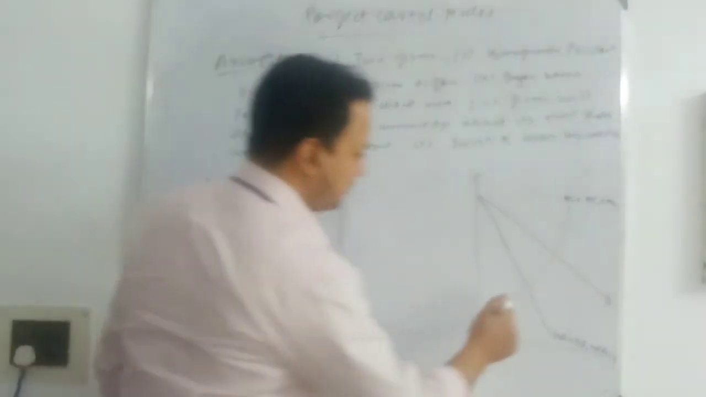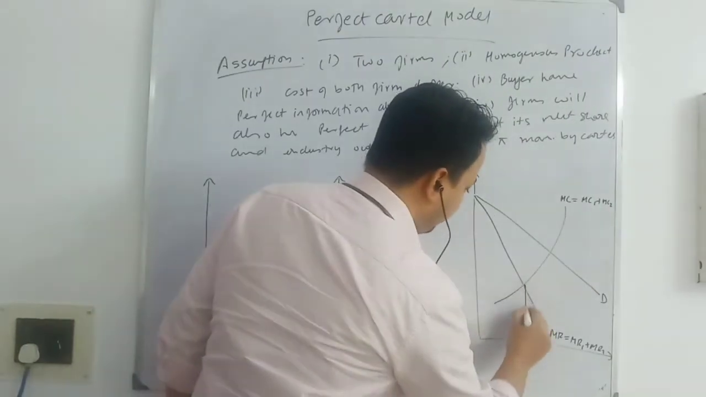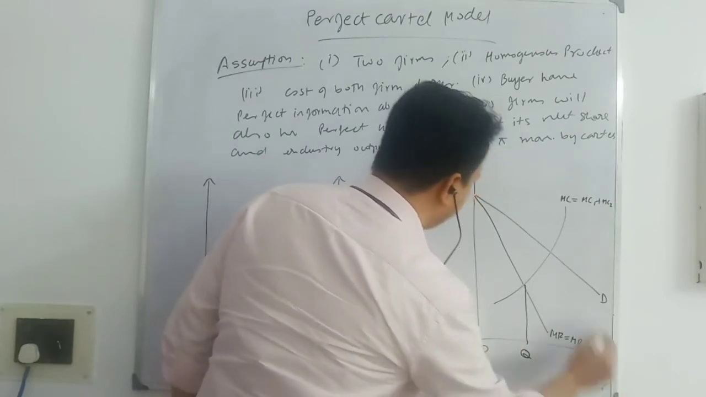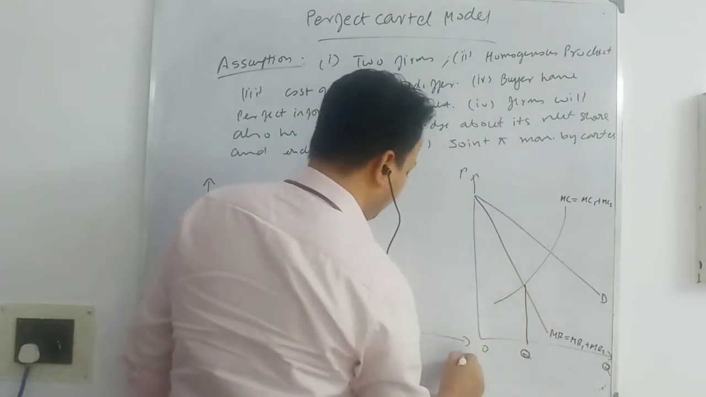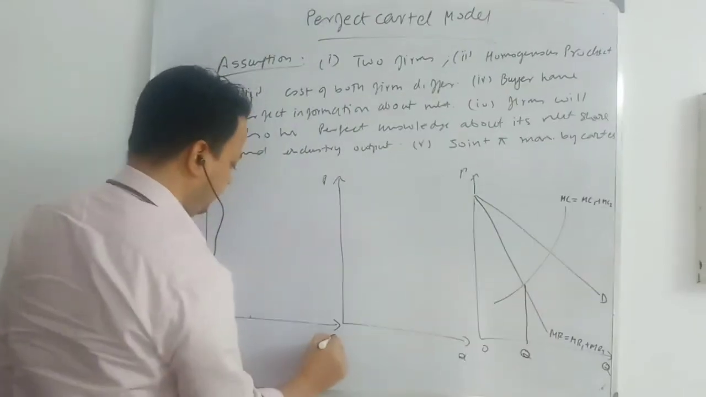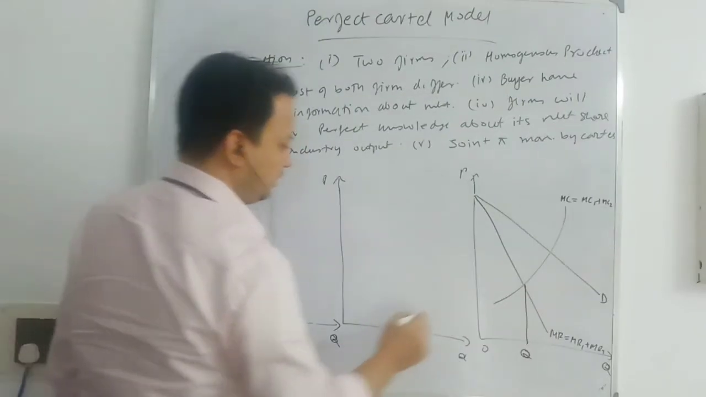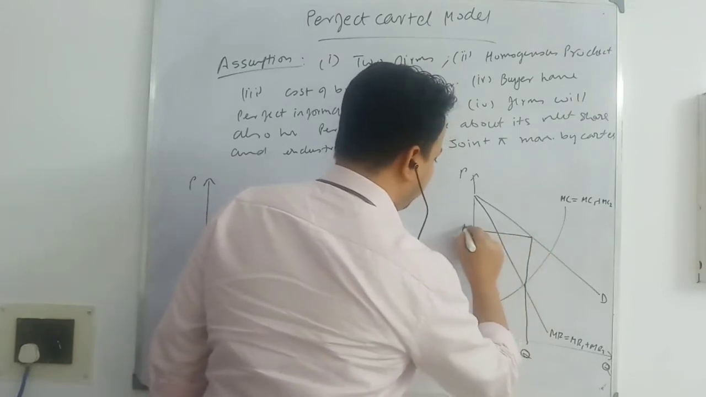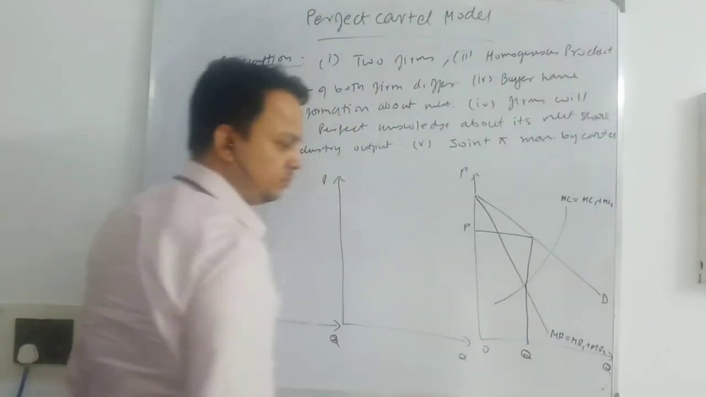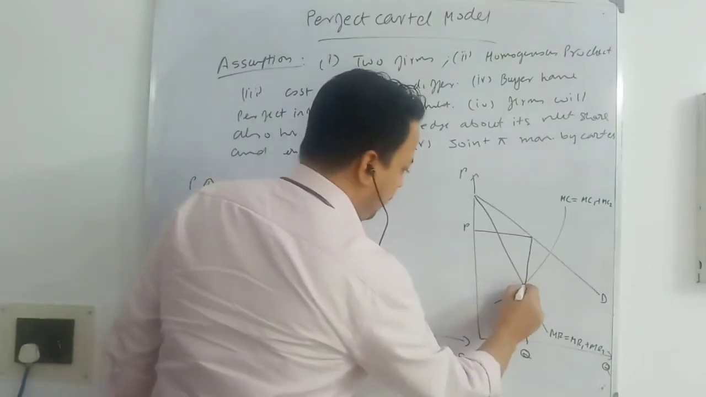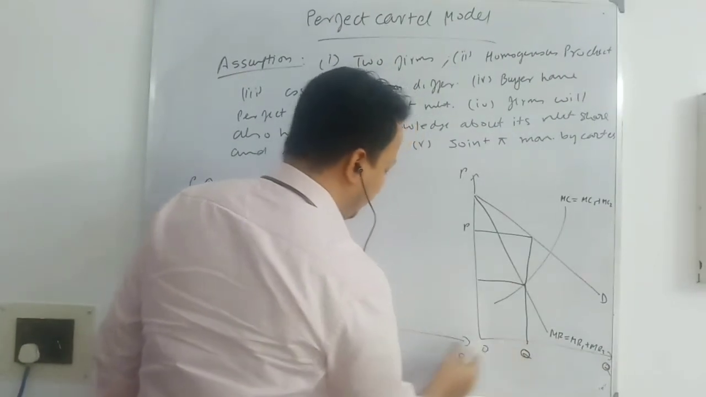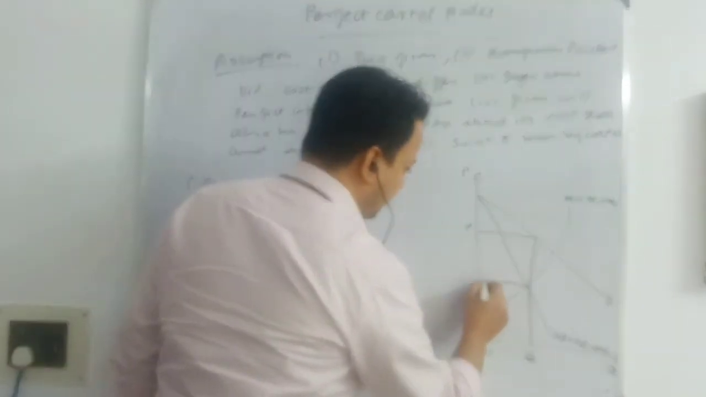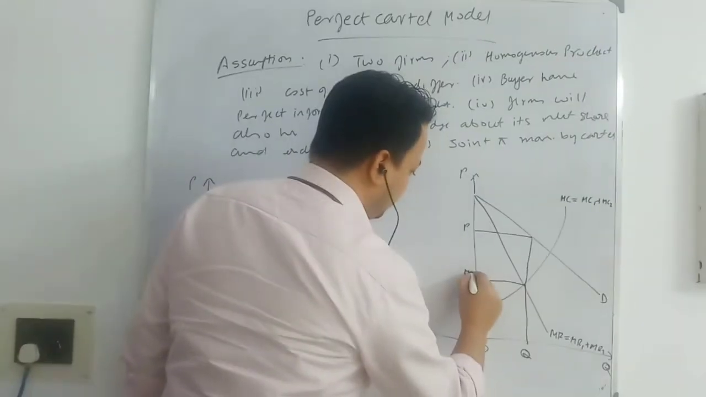So MR equal to MC condition: industry output produced is OQ. Quantity here, price here. Output will be produced OQ and price will be charged OP. Up to this output level, which is a combination of output produced by the first firm and the second firm, your marginal revenue is this much.